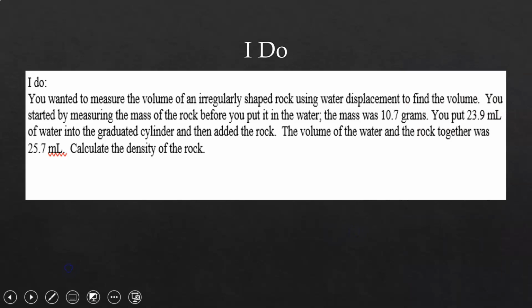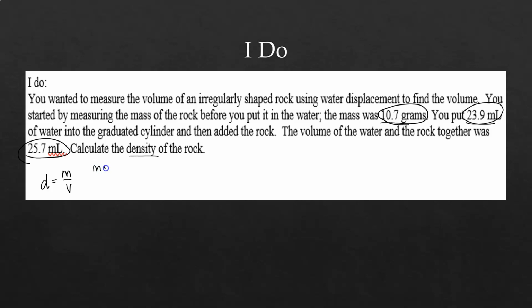Okay, so we're going to practice a little bit here. So you wanted to measure the volume of an irregularly shaped rock using water displacement to find the volume. You started by measuring the mass of the rock before you put it in the water. The mass was 10 grams. You put 3.9 milliliters of water in the graduated cylinder and then added the rock. The volume of the water and the rock together was 25.7 milliliters, and we want to calculate the density of the rock. So density is equal to mass over volume.